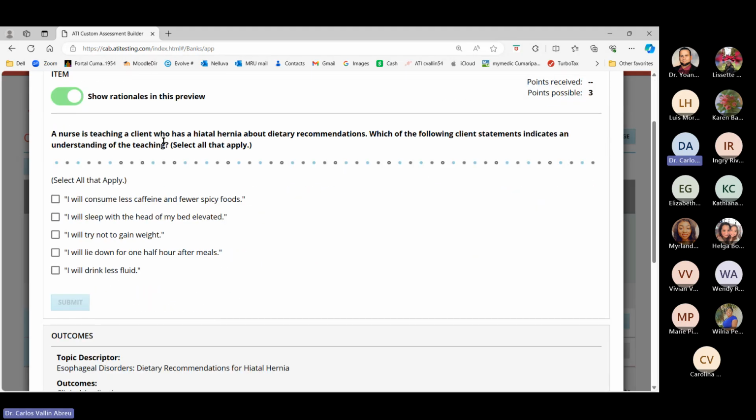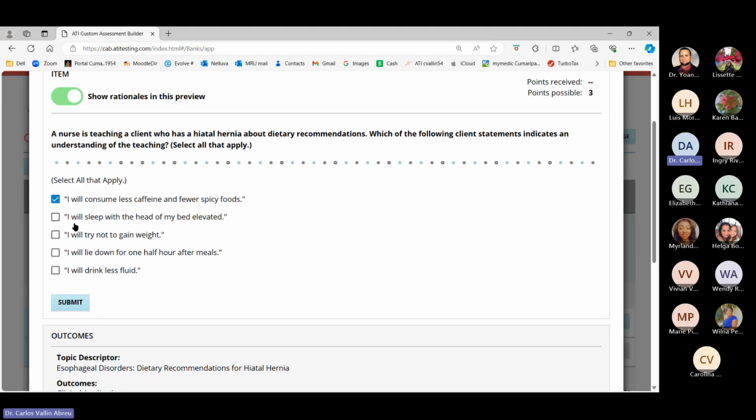A nurse is teaching a client who has a hiatal hernia about dietary recommendations. When you see hiatal hernia, it's the same as GERD because it's a common cause of GERD. So whatever you learn in the management of GERD, apply that to hiatal hernia. Which of the following statements indicates an understanding of the teaching? I will consume less caffeine and fewer spicy foods.